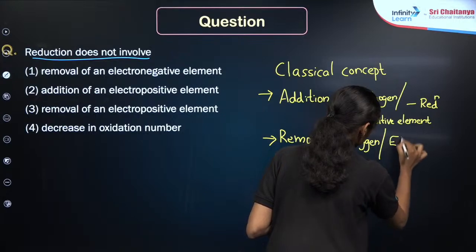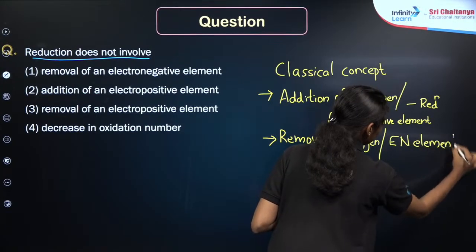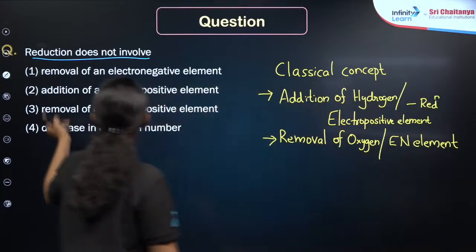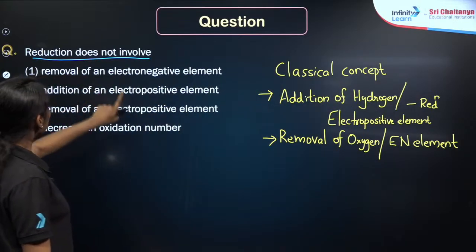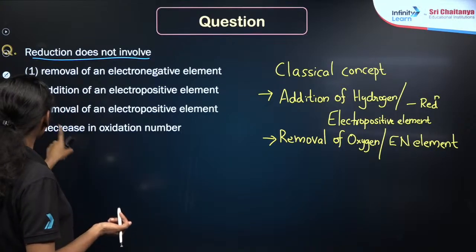Or any electronegative element, that will also be the definition of reduction. So the removal of an electronegative element also corresponds to the reduction part. Then a decrease in oxidation number also corresponds to the reduction part.